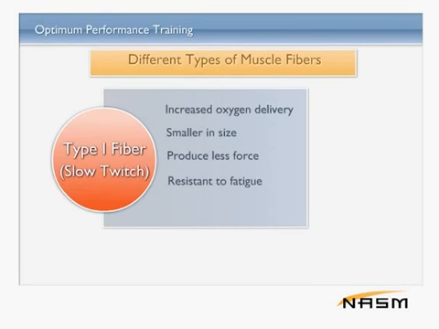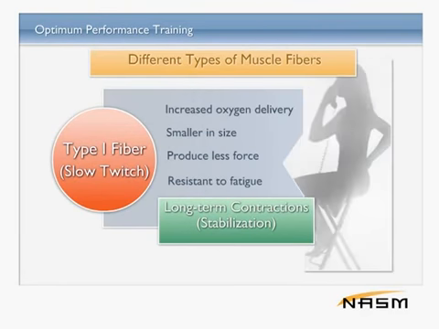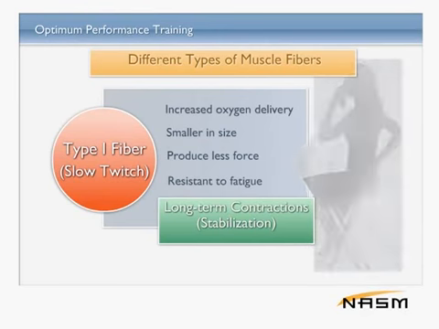These fibers are important for muscles producing long-term contractions necessary for stabilization and postural control. An example would include sitting upright while maintaining ideal posture against gravity for an extended period of time.